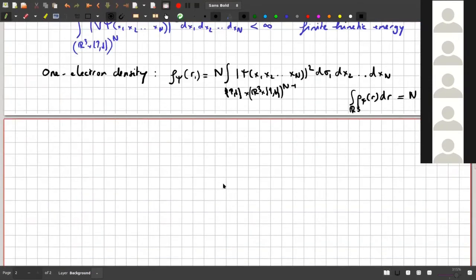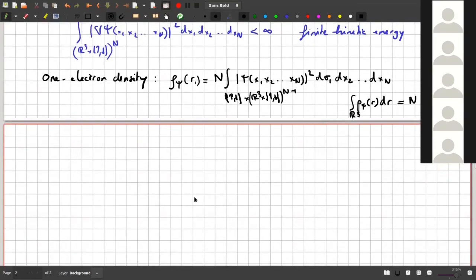Okay, so that was the introduction. Now let's go to defining the universal density functional.